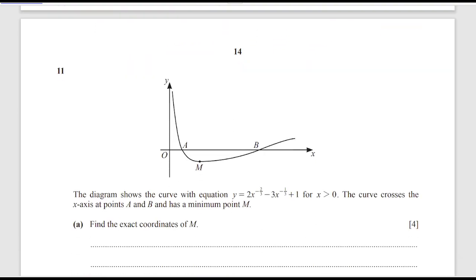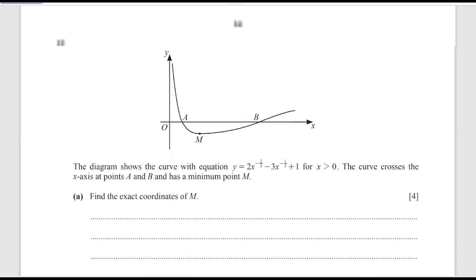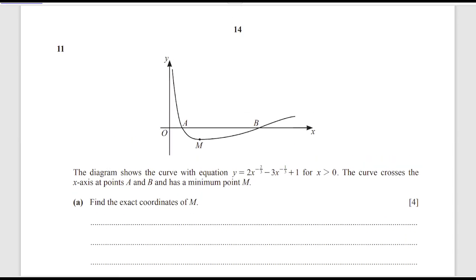Next, question number 11. In question number 11, the diagram shows the curve with equation y equals 2x to the power minus 2 over 3, minus 3x to the power minus 1 over 3, plus 1, for x more than 0. The curve crosses the x-axis at points A and B and has a minimum point M. Find the exact coordinates of M.